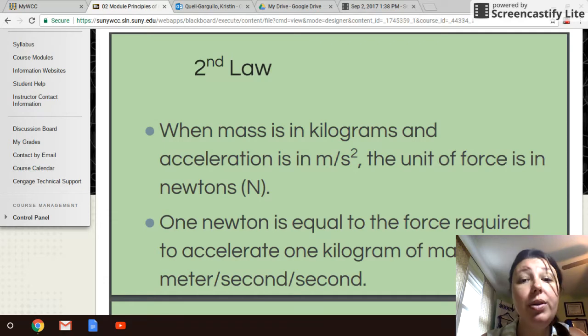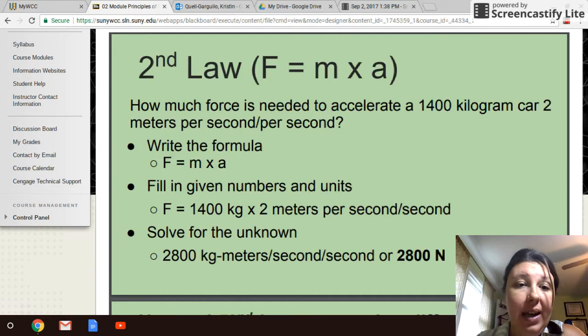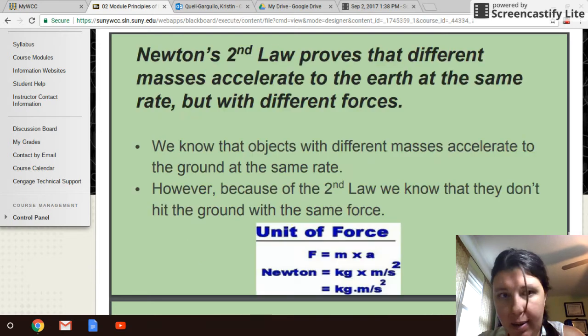So 1 newton is equal to meters divided by seconds squared, so over time, and that is times a kilogram, so it's mass. So you've got mass and acceleration. It's a simple formula, everything written out for you in an example.